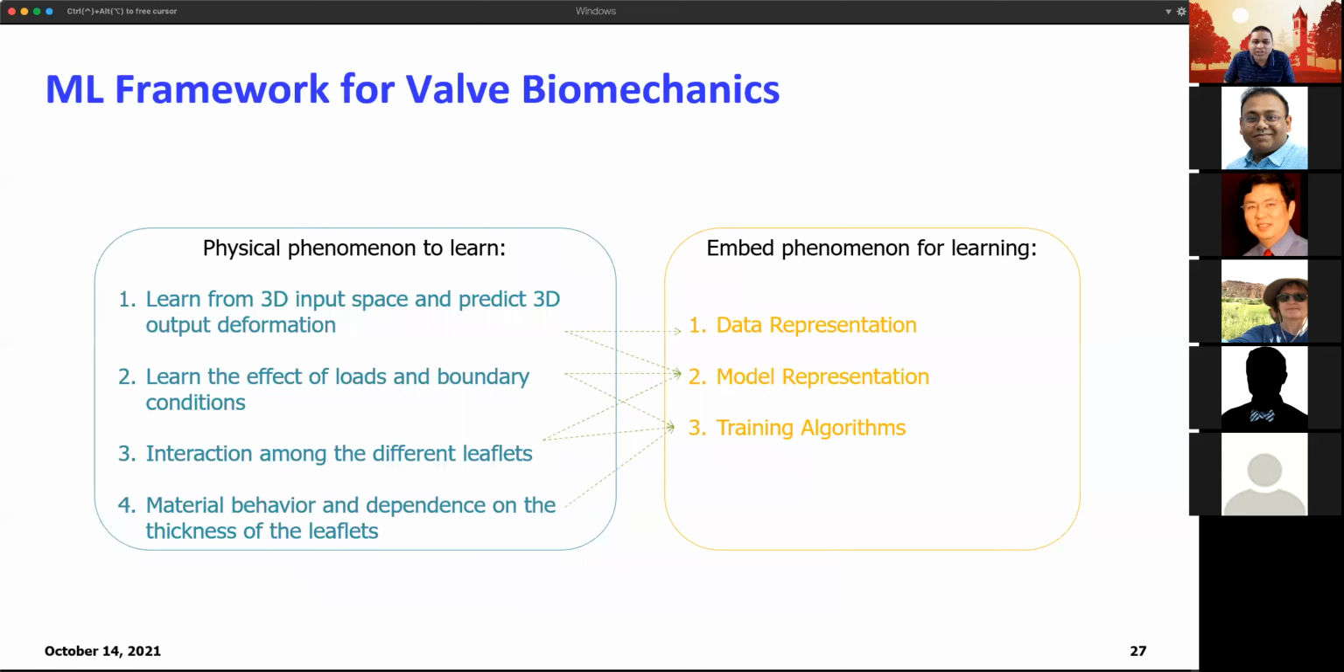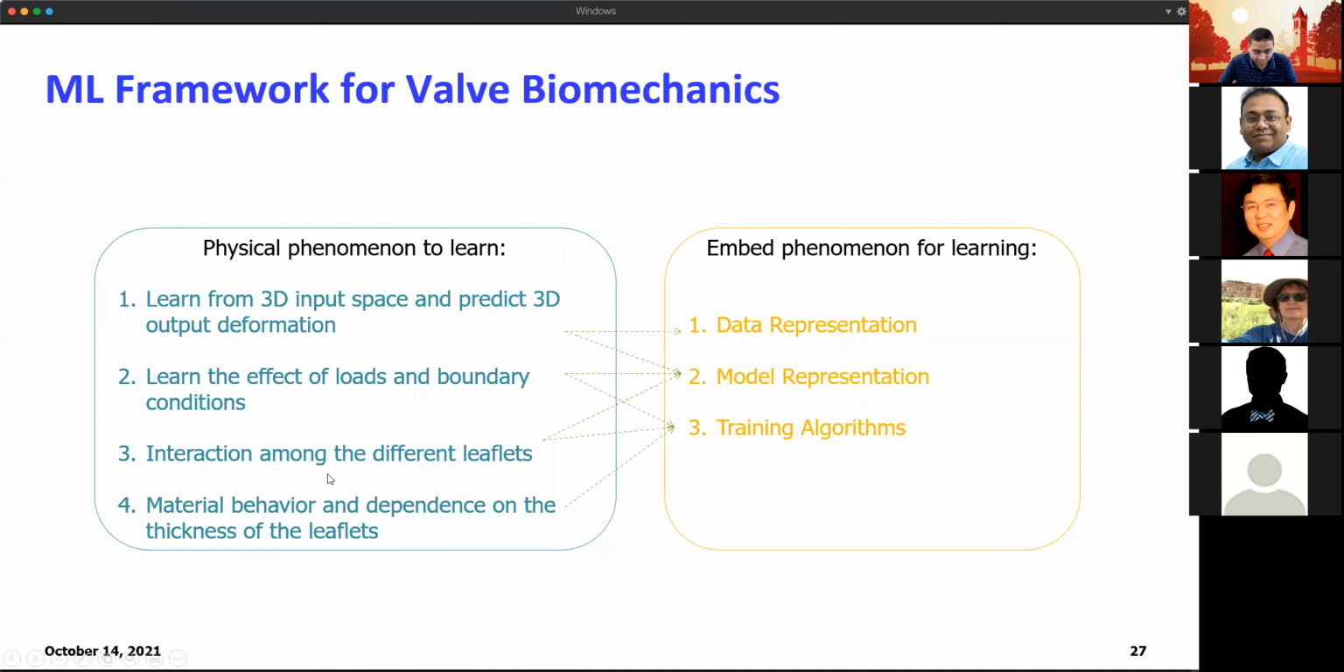So what we wanted to do was to build a machine learning surrogate that can predict what the deformed configuration, or the closed configuration, of the heart valve is, given the open configuration and the pressure difference across the valve. And to do that, we basically have to learn from 3D input, which is the valve geometry, and predict the deformed valve geometry. We need to get the effect of the loads and boundary conditions. So like I said, pressure is a boundary condition.